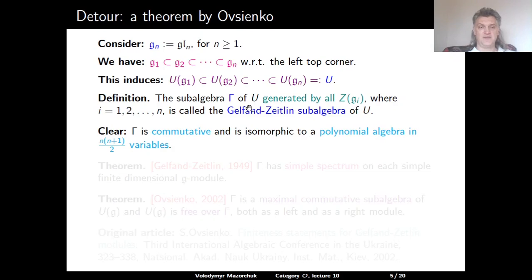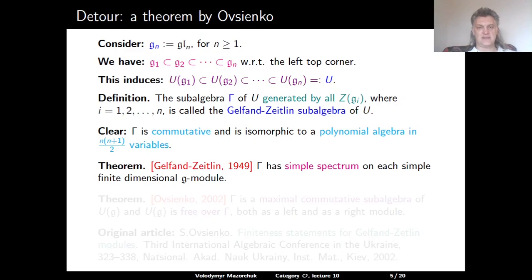But directly from the definition, we get that gamma is a commutative subalgebra, and it is not very difficult to show that it is isomorphic to a polynomial algebra in (n+1) divided by 2 variables.